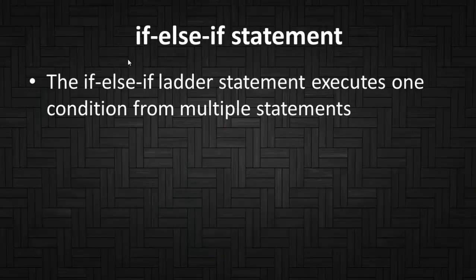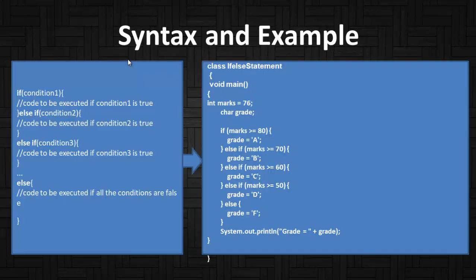The if else if ladder statement executes one condition from multiple statements. So this is the syntax and the example. Here the example is mark is given as 76 and we have declared char grade. Now we are checking under which category the 76 will go. So it will automatically go and check. Mark is greater than or equal to 80 is false. So A grade is not there. Mark is greater than 70, so the grade will be printed as B because the condition is satisfied here.